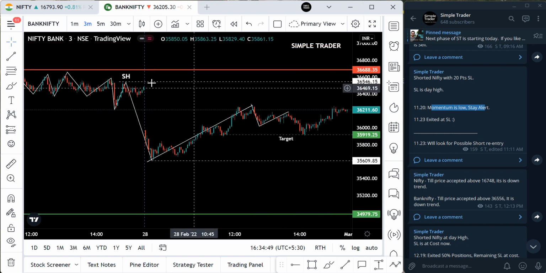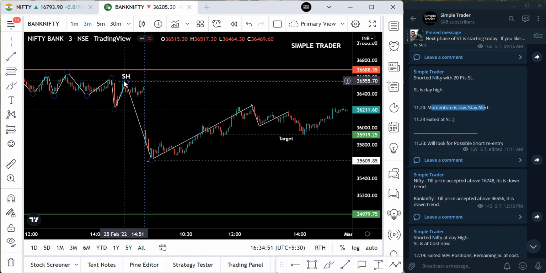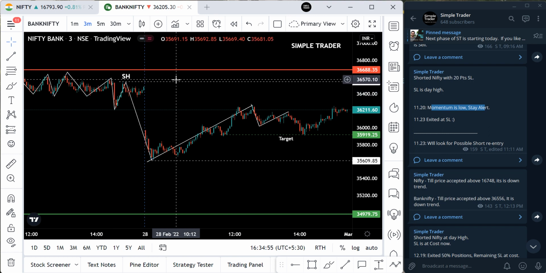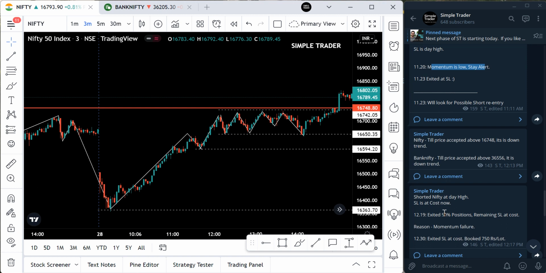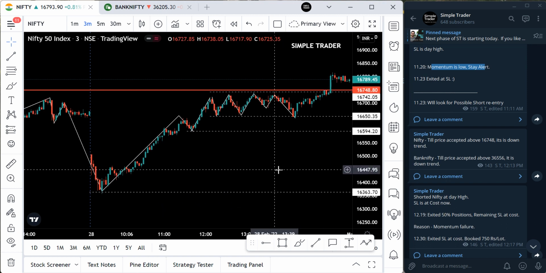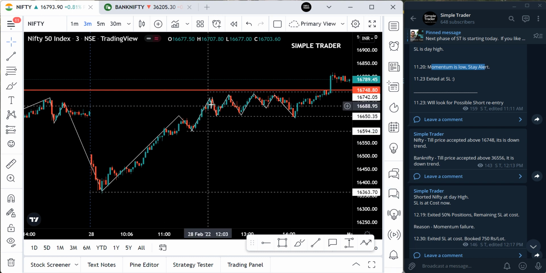36,556 was one of our swing highs. I expected the price to take out above this so that it would be a change from a downtrend to an uptrend. But what happens? The price did not change immediately to an uptrend. So I got another short opportunity around 12 o'clock. This was a trade which I took.